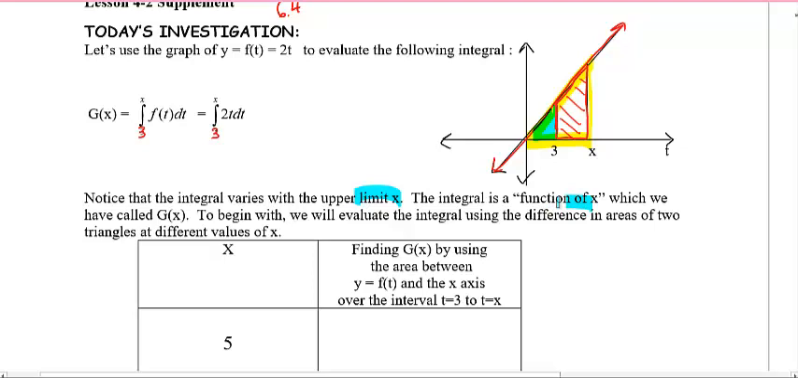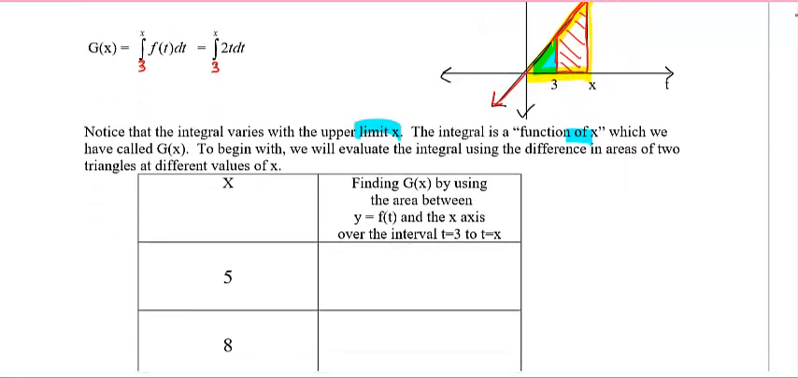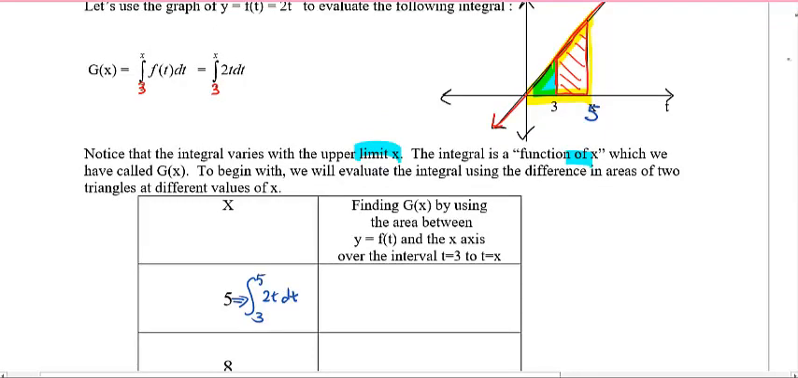And what I'd like you to do is let's see if you can evaluate the integral using the difference in areas of two triangles at different values of x. So the first one I have here is really 5, so I'm really asking you to do this. What is the integral from 3 to 5 of 2t dt? So imagine this was 5, then you'd have to calculate. Now, can you see how there's like a big triangle? I'm going to draw this out here. Big triangle minus the smaller green triangle, right? And that's how I'll find my answer.